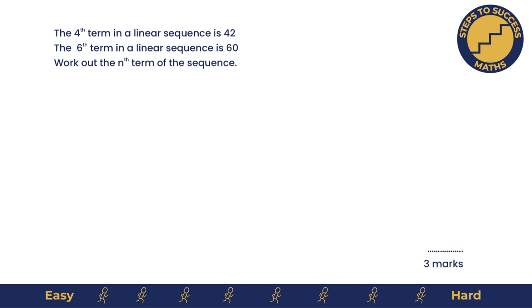The fourth term in a linear sequence is 42. The sixth term in a linear sequence is 60. Work out the nth term of a sequence. So this is a bit different, isn't it? We don't know all the terms, we just know the fourth and the sixth. I'm going to write it out like this. So we don't know the first or the second or the third, but we know the fourth is 42. We don't know the fifth, and we know the sixth is 60.